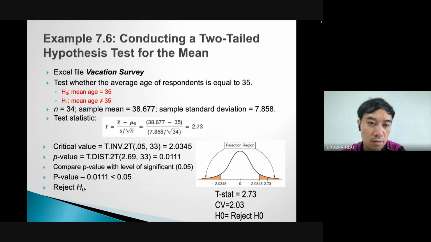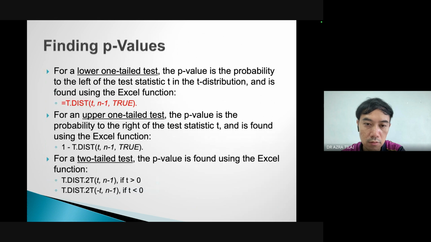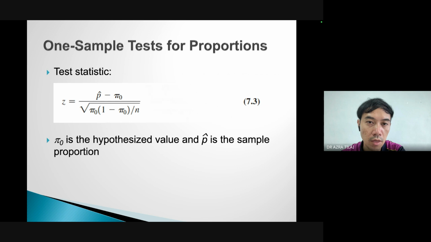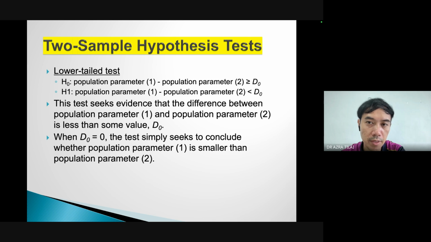This one uses the t-test, the test statistic. Let me see. There are known and unknown cases. Okay, known and unknown. Hopefully you understand what it is for two-sample hypothesis tests, and when to use the one-tail test and two-tail tests.